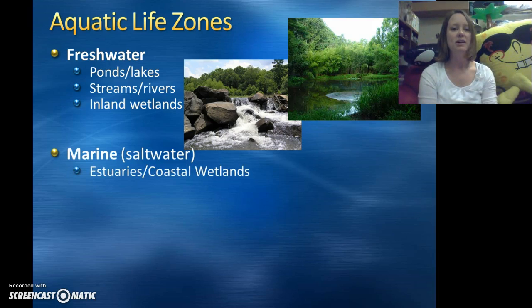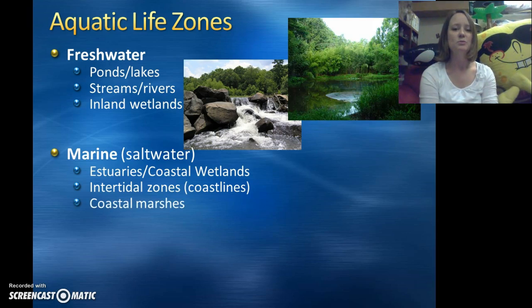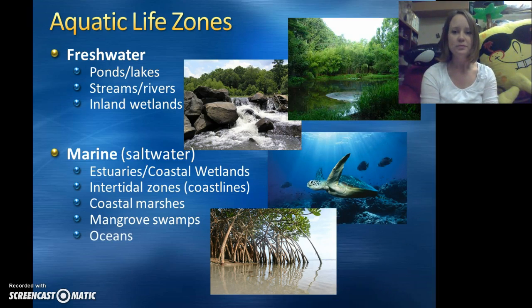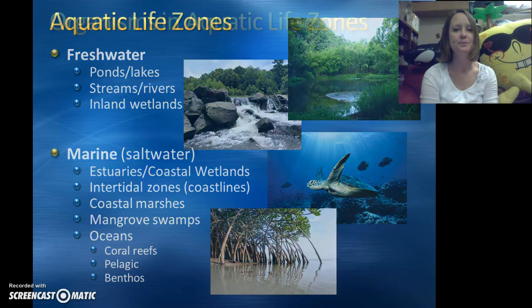So we'll be talking about estuaries and coastal wetlands in our saltwater ecosystems, intertidal zones, which are found along coastlines, and coastal marshes. Mangrove swamps are another type of coastline that we will look at as well. And then of course we can't leave out our open ocean. In the ocean, we'll look at coral reefs, pelagic zone, and benthos, or the ocean bottom.